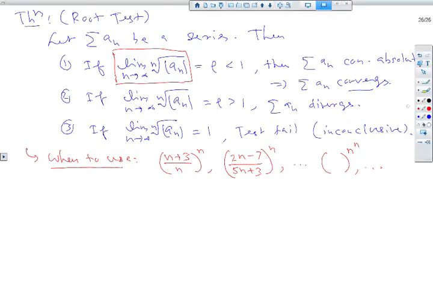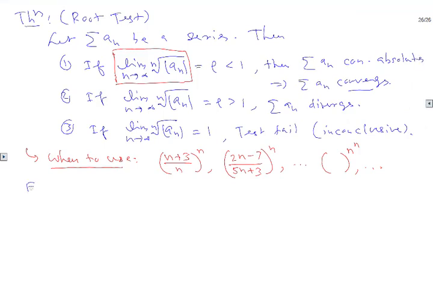So let's do the first example. We can look at the series sigma n going from 1 to infinity of negative 1 to the nth power, 3n plus 4 over 4n minus 3, to the nth power. So this nth power is the indicator that we can use the root test. Okay, so let's use the root test.